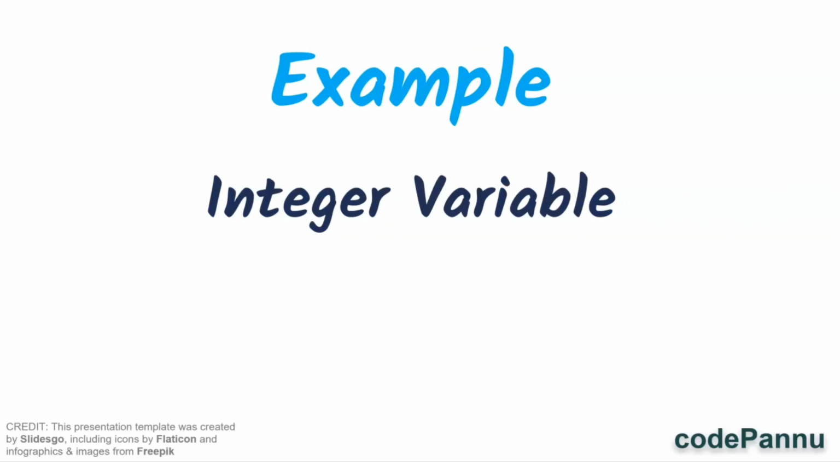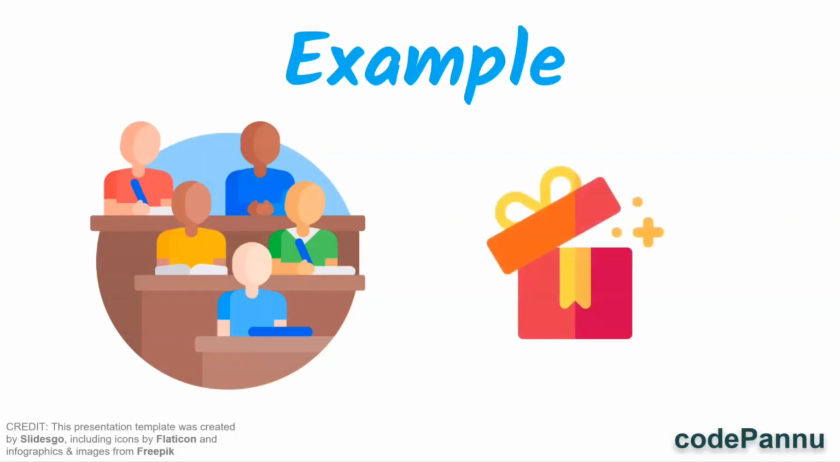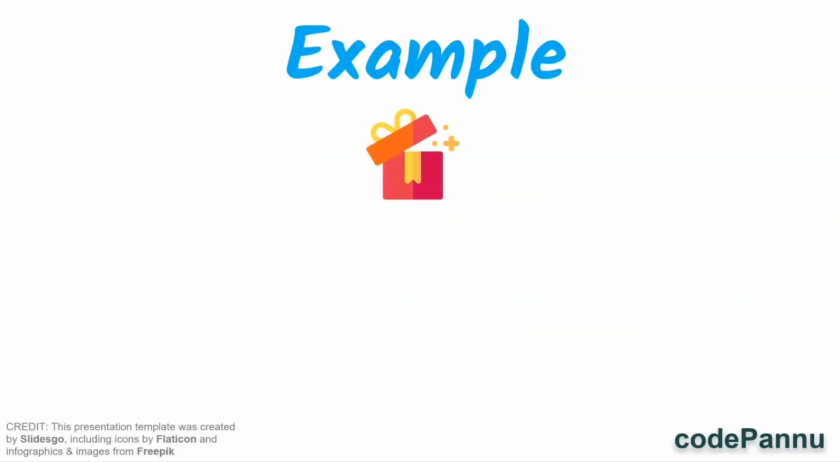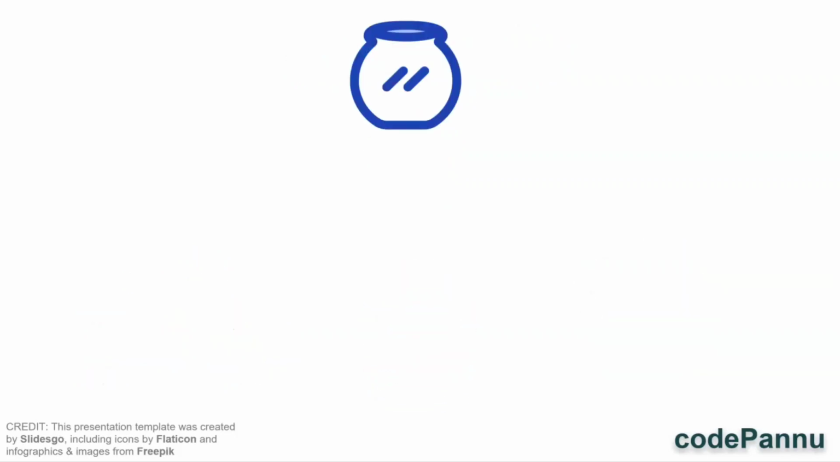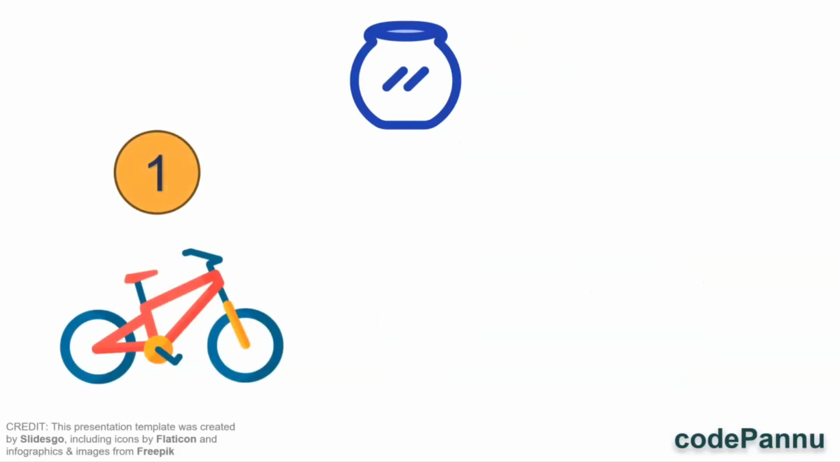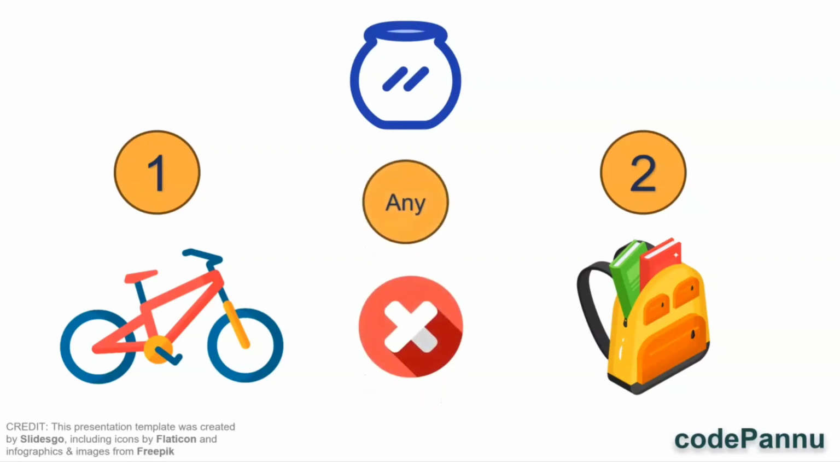Let me explain what we are going to check here. We have a set of students and we are going to give them lucky draw gifts. The gifts are a bicycle or a school bag. They are going to pick a number from the bowl. If the number is 1, they are given a bicycle. If the number is 2, they are given a school bag. If they pick any other number, they don't get any gift.